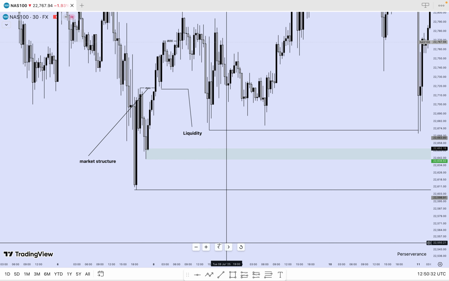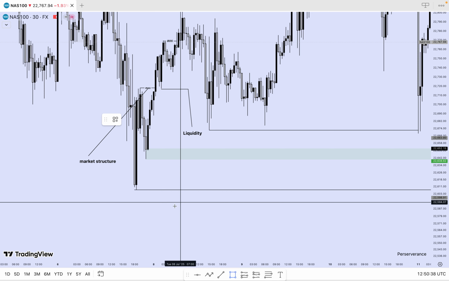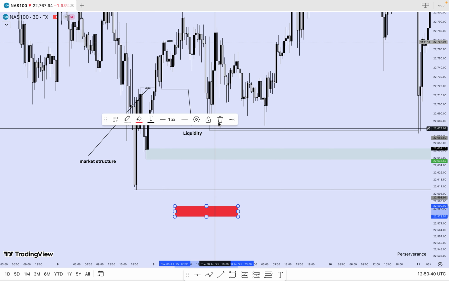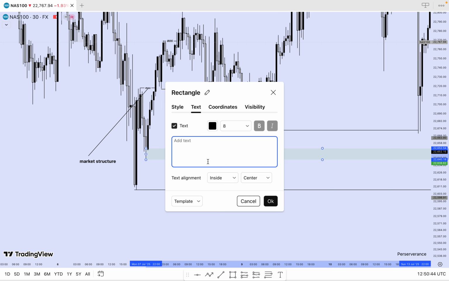And then for the point of interest part of it, order block or breaker block is your point of interest part of the strategy. Here is your POI, in this case an order block.